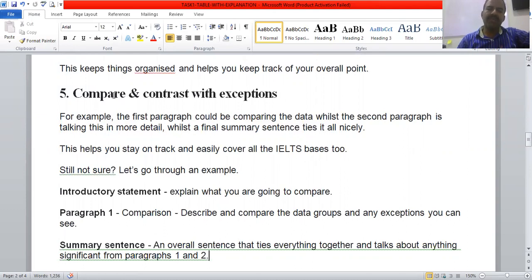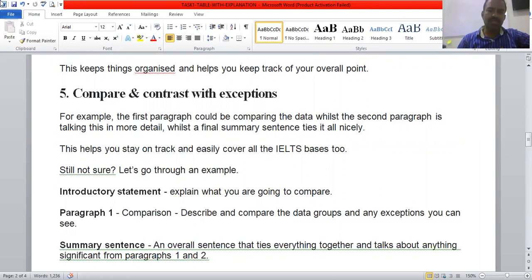It means that in the first paragraph and second paragraph, one has compare and contrast, and one has more details, and further, in the final one you will conclude it nicely by giving the overall view. This helps you stay on track and easily cover all the IELTS bases too.